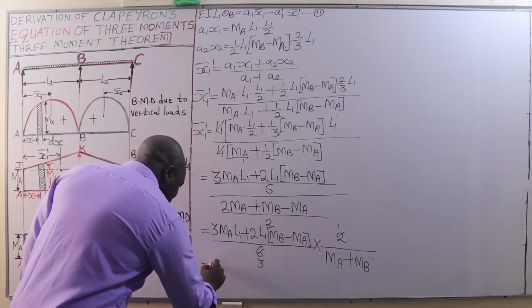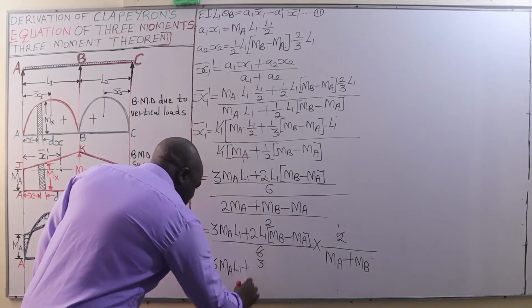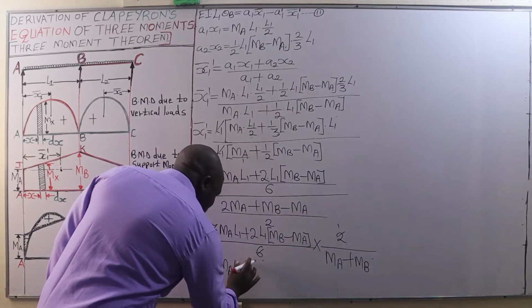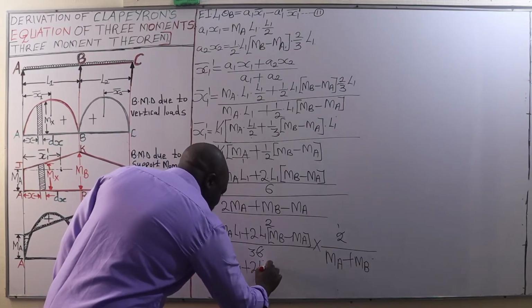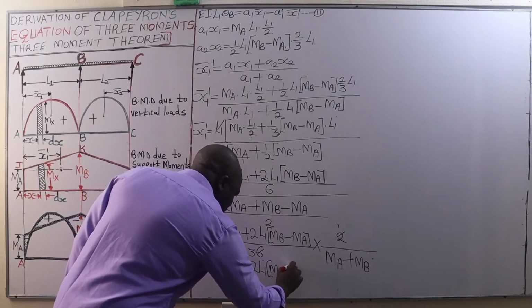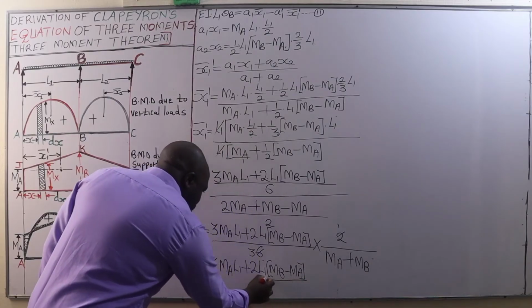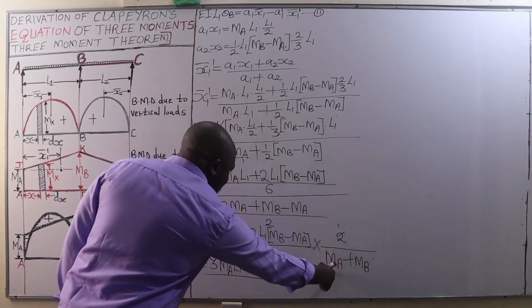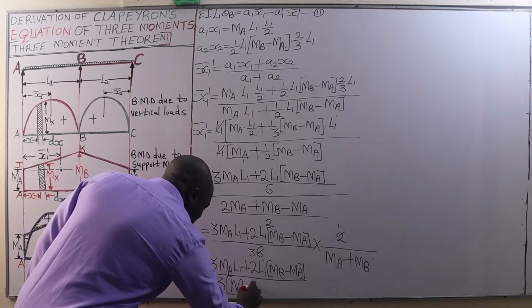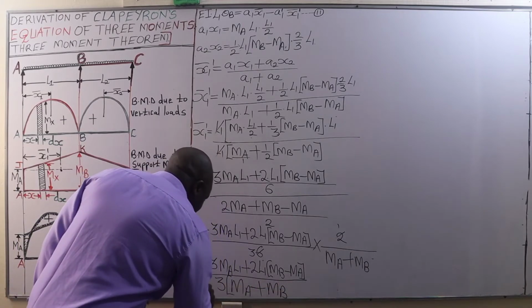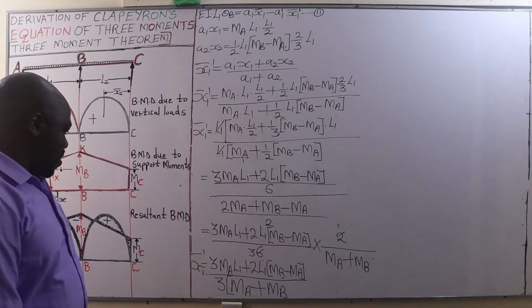So we are going to have 3MAL1 plus, let me write this 3 somewhere there, plus 2L1 into MB minus MA, all over this 3 multiplied by MA and B. That's going to be 3 into MA plus MB. So that is bar x1 prime. We are still going on very well.